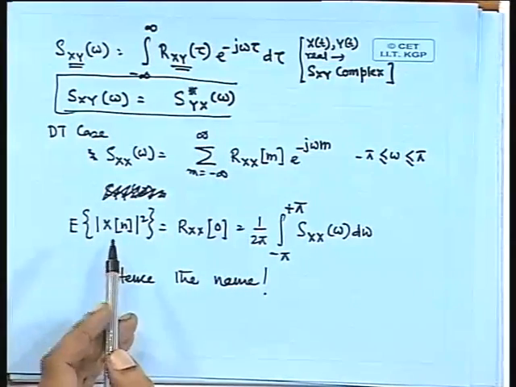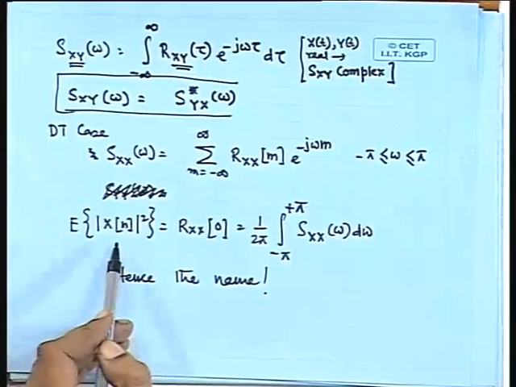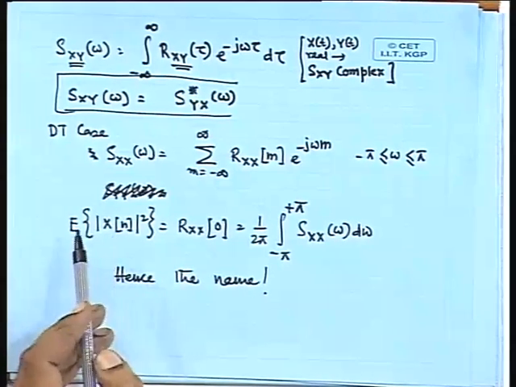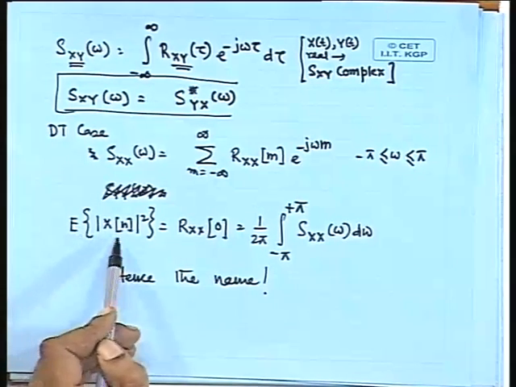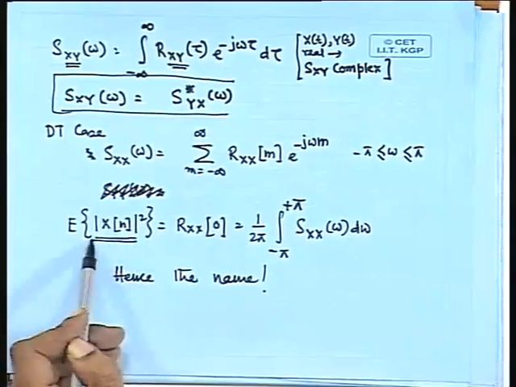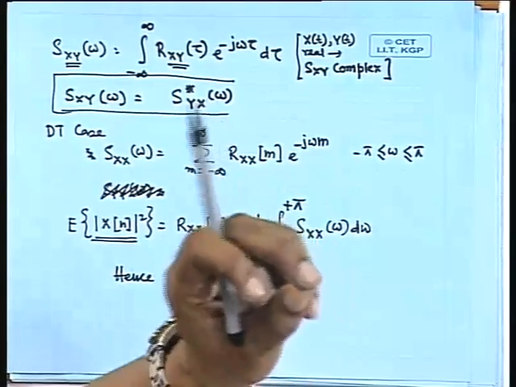Now let's come back to the old question: why is it suddenly called the power spectrum? What has power got to do with it? It is called the power spectrum because, see, what is the power? The power is the expected value of xn square. That is, you take every sample you take; that is generally defined as power.